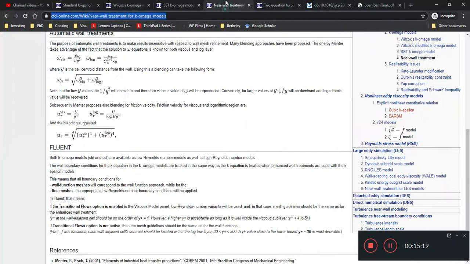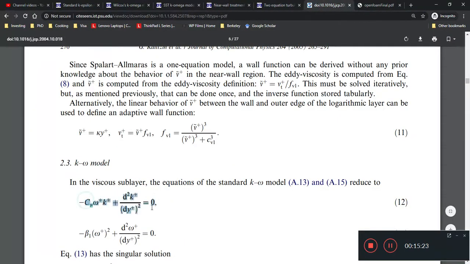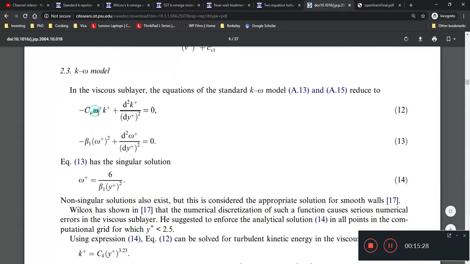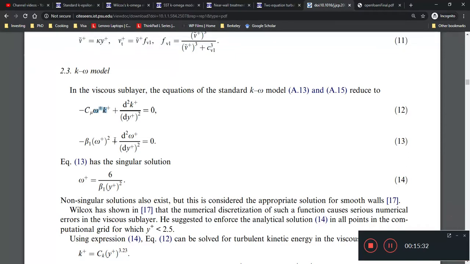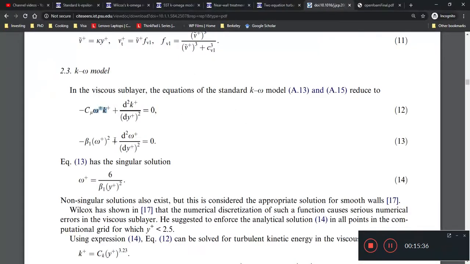Yeah, so hopefully that clears up some confusion. Apparently this one looks like the omega star that this one's using. This one's using omega star rather than omega as we are normally used to from the theoretical derivation. But yeah, this is how we do it.